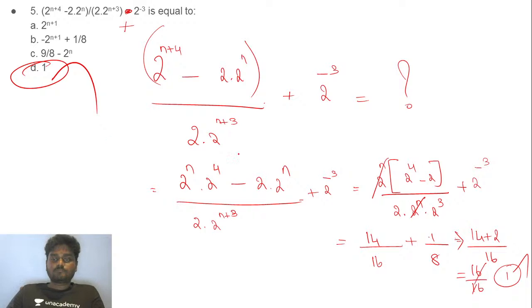Is that clear, guys? Kindly give me a thumbs up. You just need to split this one. That's it. You split it and take 2 power n common outside, that will get cancelled. And you'll be left with the numbers alone. You can simplify it and get the answer for that. Right?